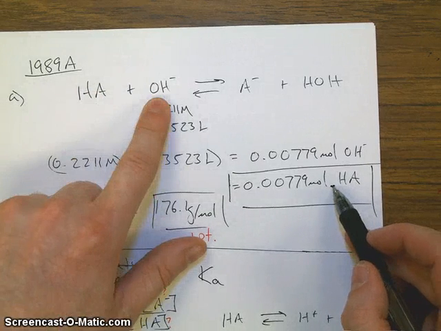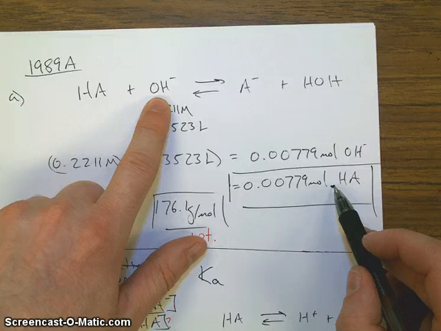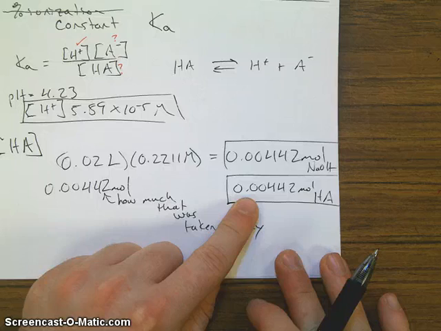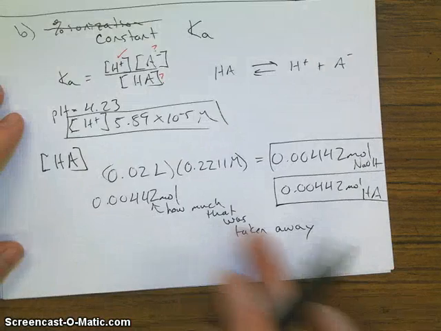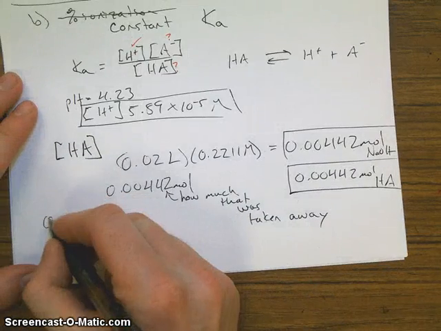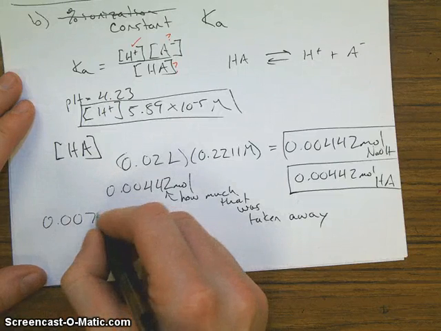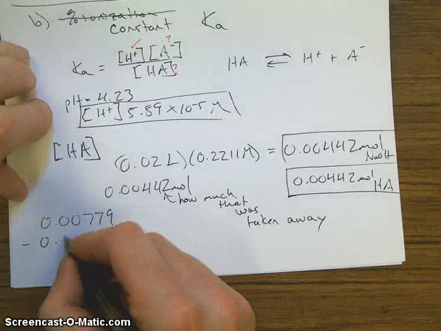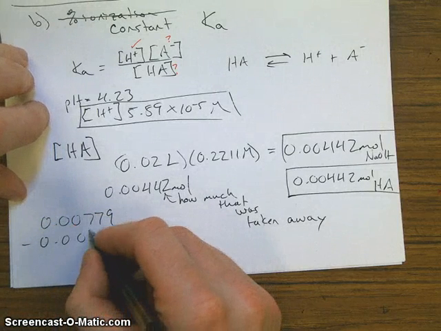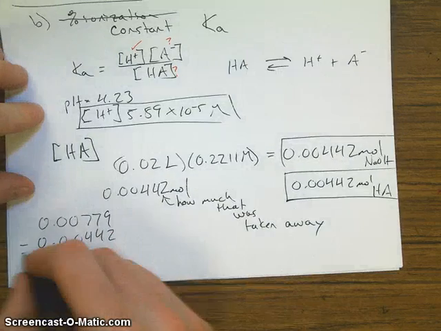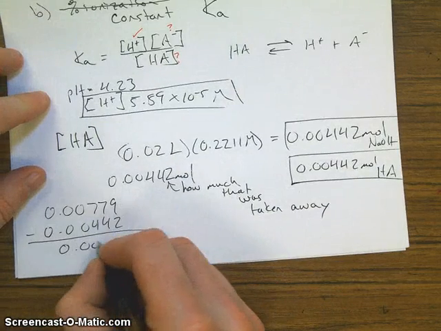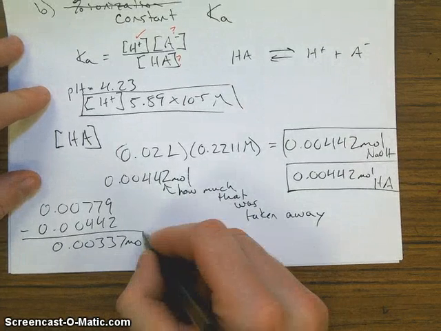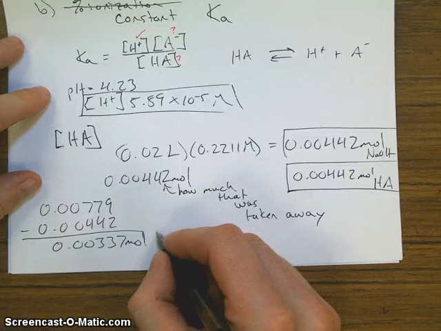I poured hydroxide onto it over and over again until I reacted exactly 0.00442. So obviously that's how much was taken away, so I have to take the difference between these two, which is 0.00779 minus 0.00442, and that gives me 0.00337 moles of the HA that I have present at that particular pH.